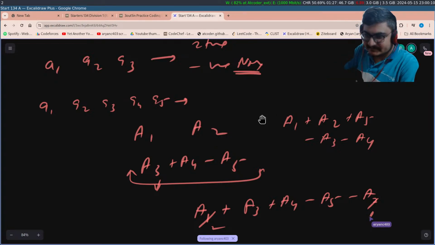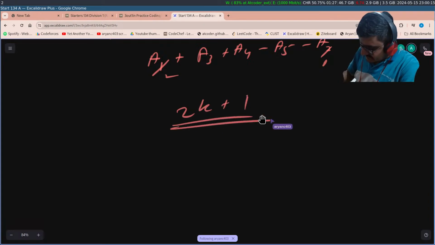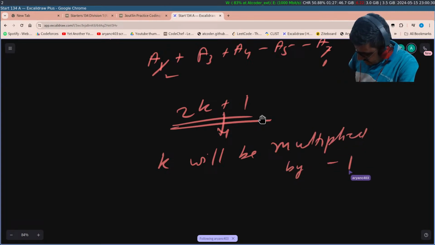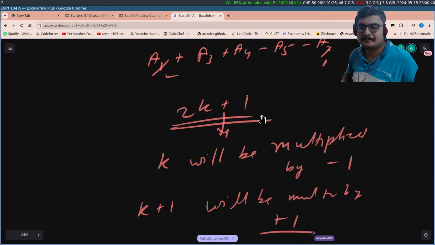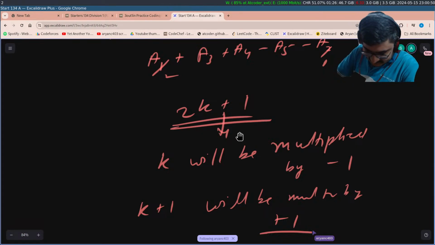Basically the TLDR is, my observation is that if we have 2k plus 1 numbers, at the end of the day k will be multiplied by minus 1, and k plus 1 numbers will be multiplied by plus 1 in the final summation. We can play around with examples to find it, or use induction to prove it rigorously. Anything works. This is the crux of the operation.